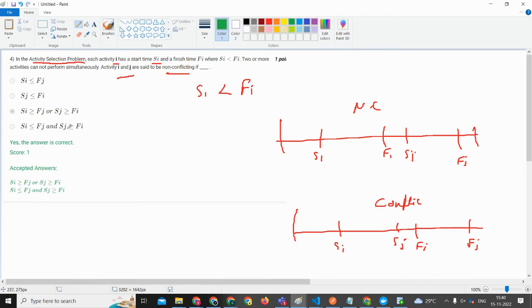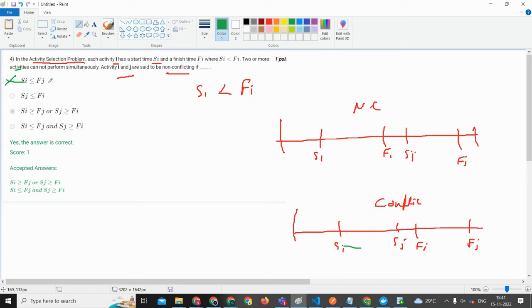The first option is saying something like if and only if, so S of i is less than F of j. In this case, S of i is also less than F of j, but it is still conflicting. So this option is not correct, right? It is not necessarily correct.